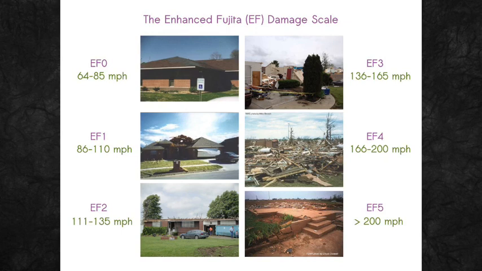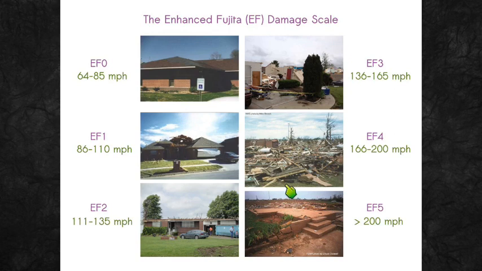EF3s. Obviously, as shown by this photo, you're starting to do significant damage to the structure with an EF3. This is the kind of thing that can start to blow a car, lift the car up and move it from one place to another. You get to the EF4, and you're starting to talk about pretty much complete destruction of even well-built homes. EF4s are very dangerous, obviously. And then EF5s, same kind of thing, complete destruction of the structure.